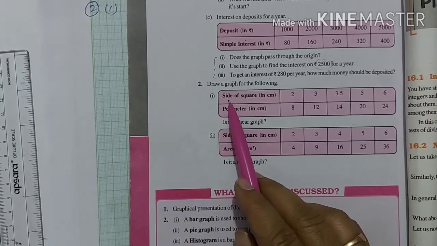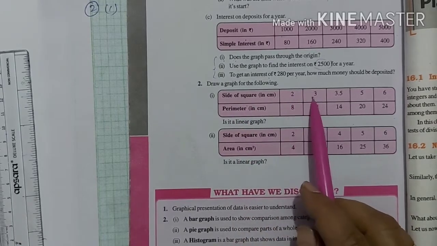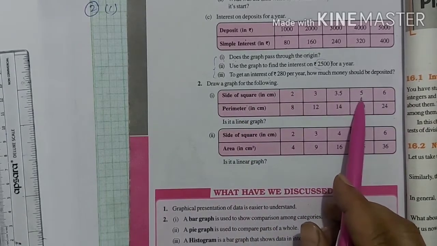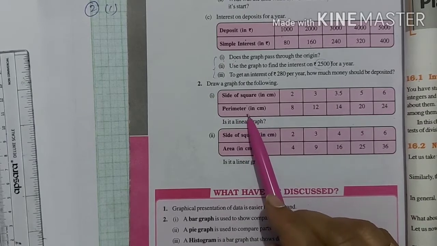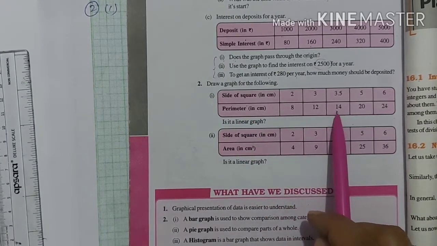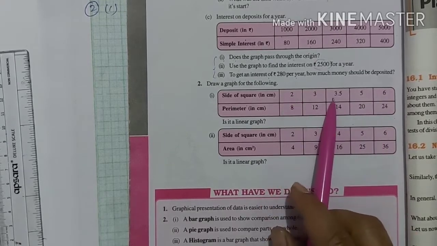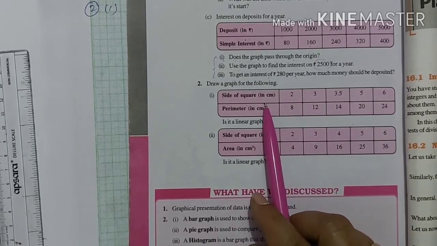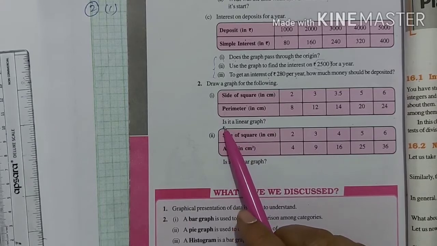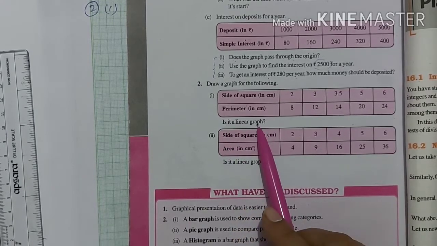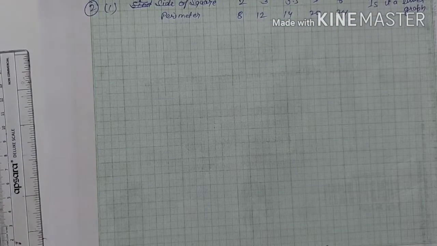The first question: the side of the square is 2, 3, 3.5, 5 and 6, and the perimeters are 8, 12, 14, 20 and 24. After that, draw the linear graph and say whether it is linear, yes or no. Okay, so now start. Now draw the line graph.